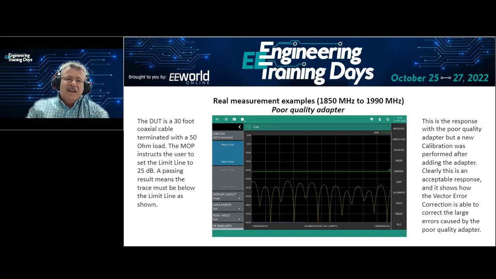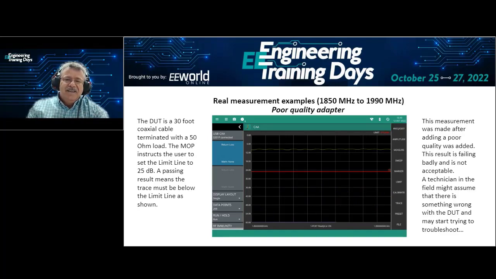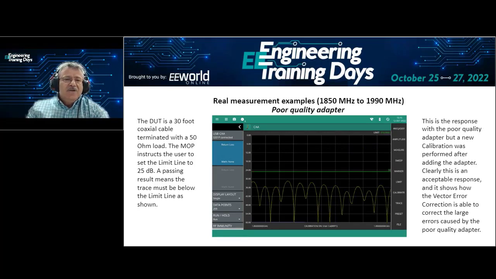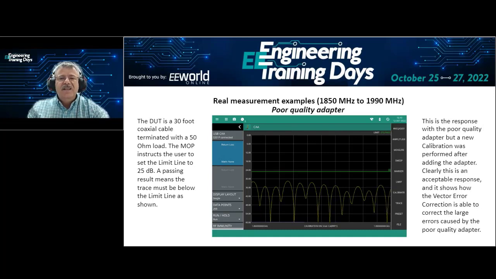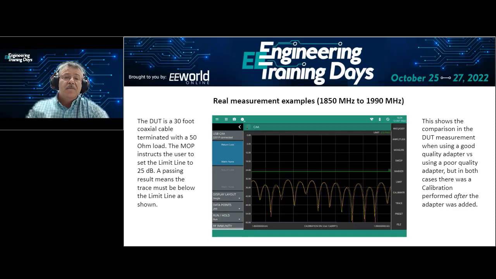So I'm just going to go back for a second. This is before the calibration, and this is after the calibration. And if I go back two slides, this was the response that we had just adding the high quality adapter, but there was no calibration performed after the adapter was added. So if you compare this response to this response, you can see how close they are, which reflects what I said earlier, that a high quality adapter will have a minimal impact on the overall measurement accuracy. And that's what you want.